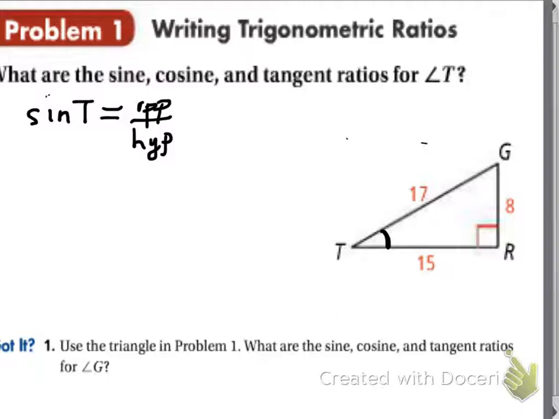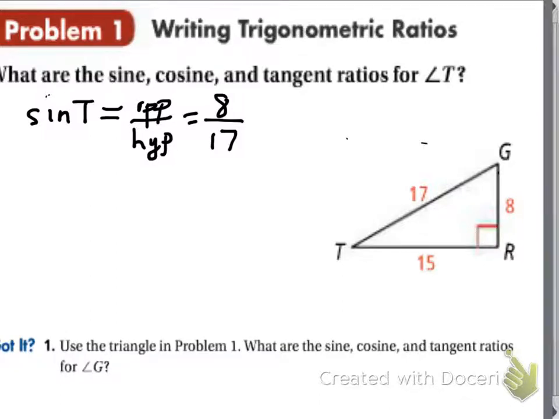Now, what does opposite mean? Here is angle T, and this is the side opposite angle T. What is the length of it? The length is 8, so my opposite side is 8. And what's the hypotenuse of the right triangle? It is the side opposite the 90-degree angle, so the hypotenuse is 17. So my sine of T is 8 over 17.